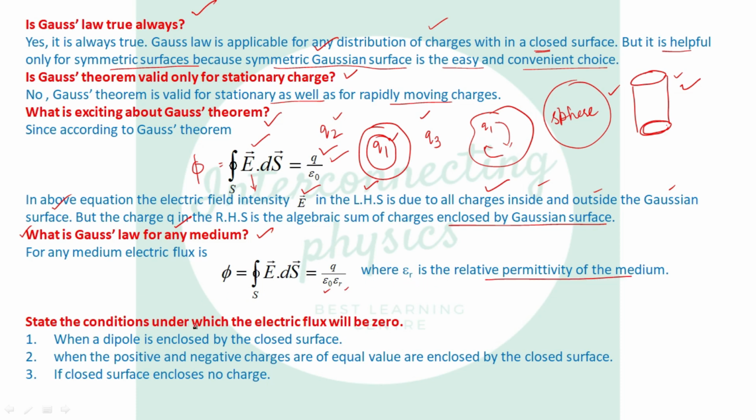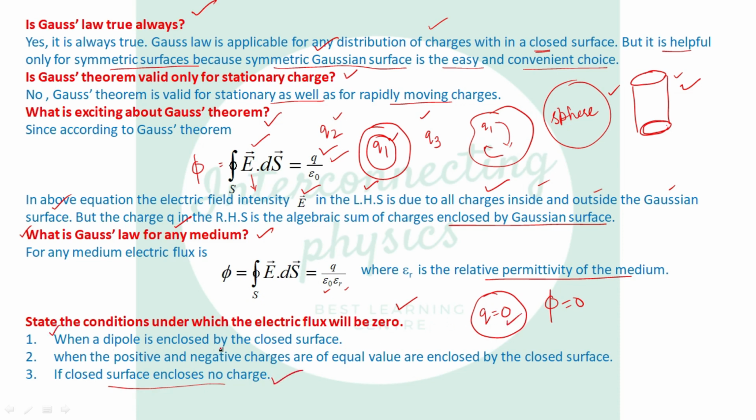And state the conditions under which electric flux is zero. Now one case is that if charge Q is zero inside the closed surface, means if no charge is enclosed by the closed surface, then electric flux will be zero. That is, if a closed surface encloses no charge, electric flux is zero.